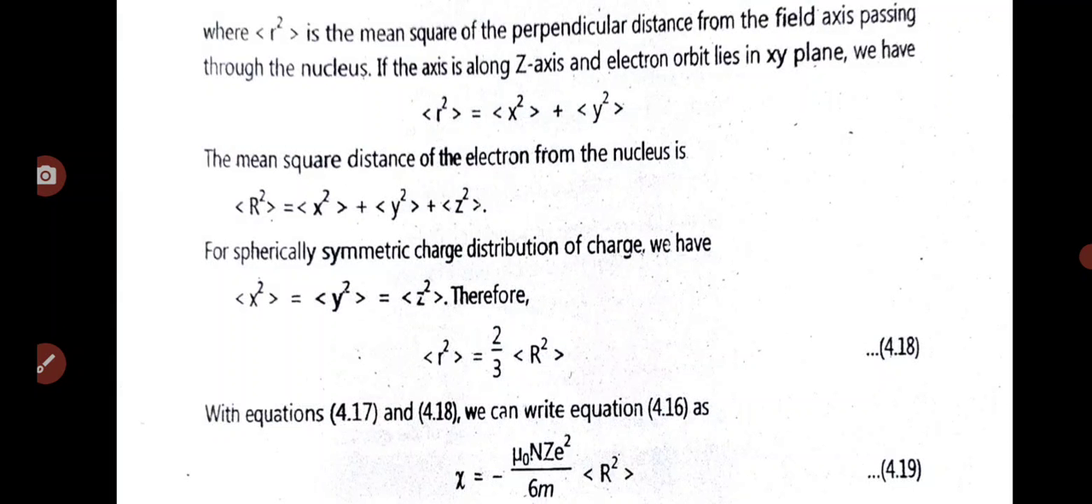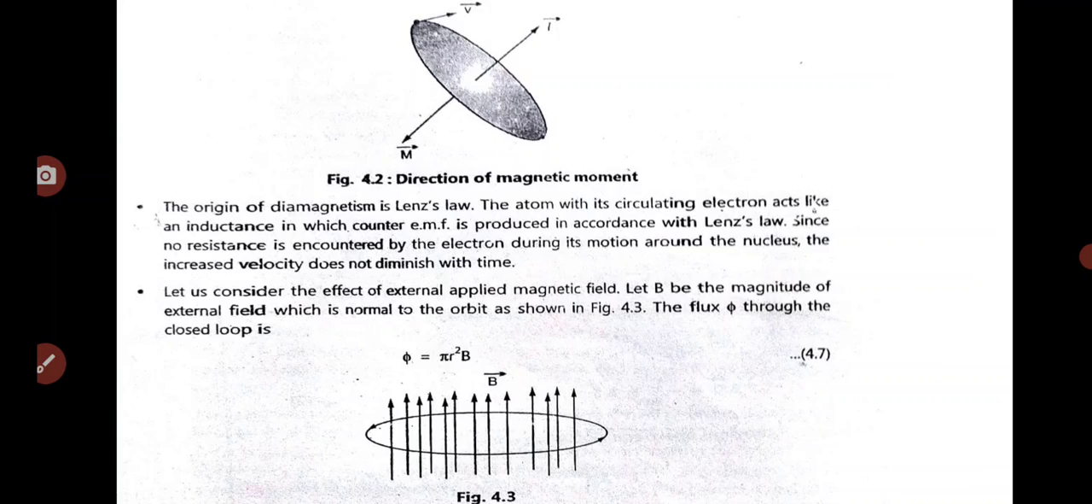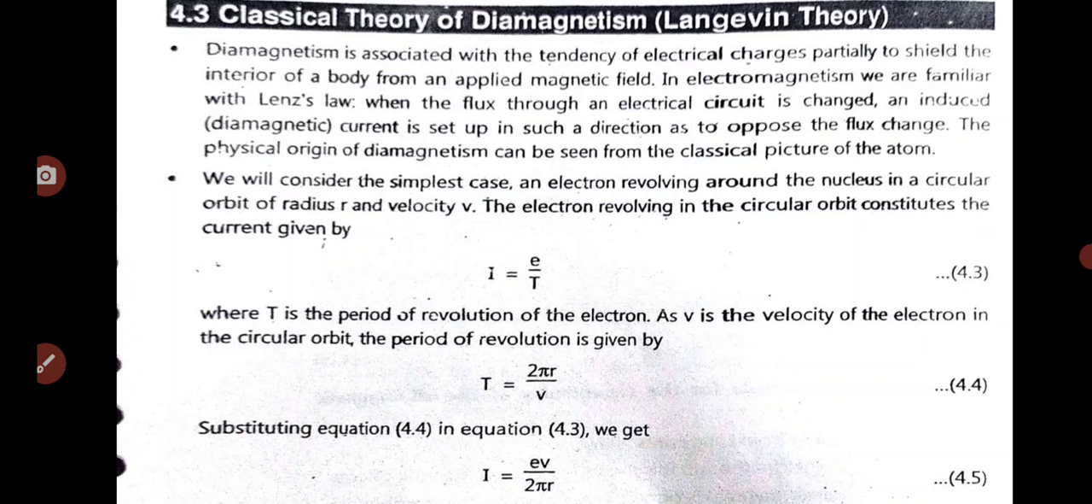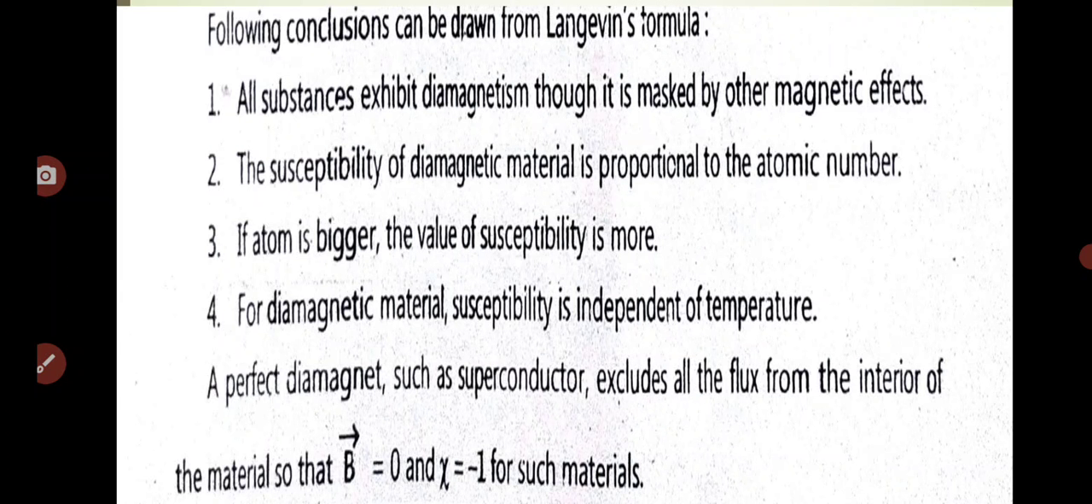We will see it on the blackboard also. And the susceptibility value is given by this equation: minus mu naught n z e square divided by 6m into the expectation of R square. The following conclusions can be drawn from this Langevin formula, because here we see the classical theory of diamagnetism, which is the Langevin theory.